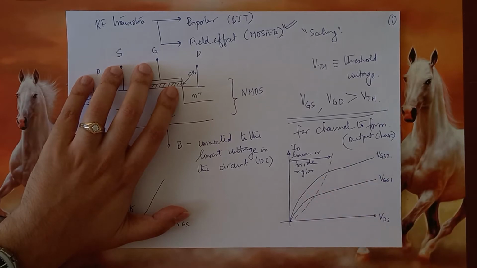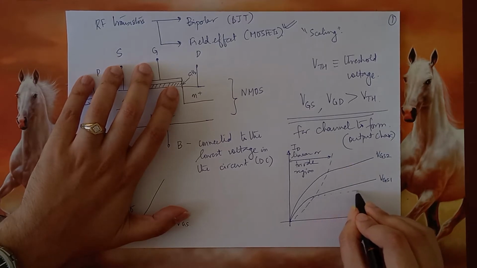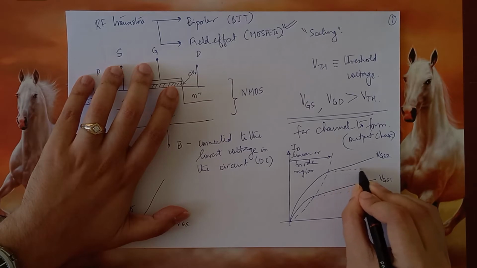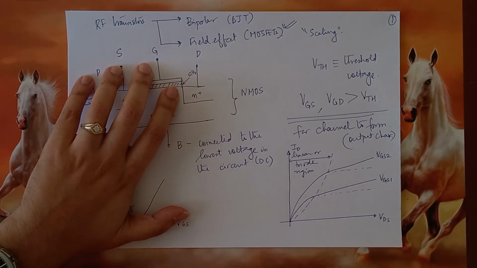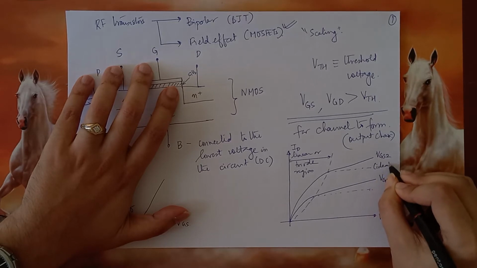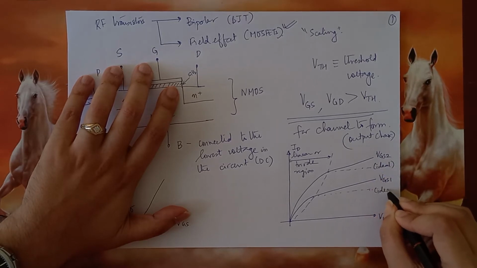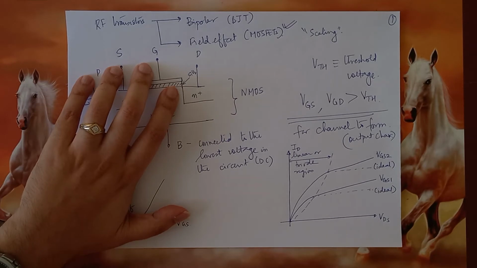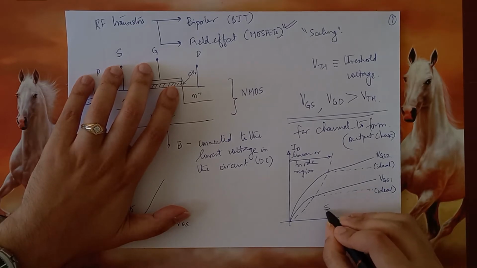Now, once you cross the linear region, the variation of ID with VDS is lesser. Ideally, it would be something like this. It should be flat with respect to VDS. So VDS plays absolutely no role in choosing ID. These curves would have been flat. Therefore, this region is called the saturation region.